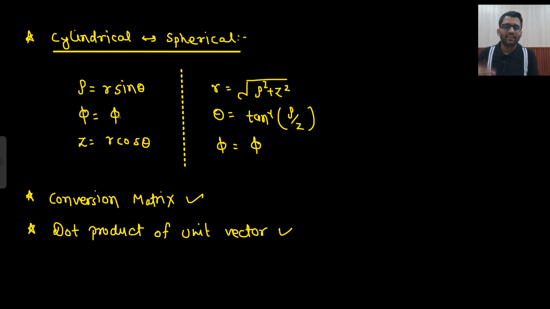And then the other conversion, which is very simple. What was your rho? Rho was r sin theta. What was your z? r cos theta, and phi was the same only. And from here you can calculate r, theta and phi as well.